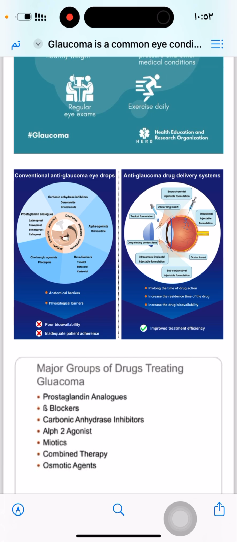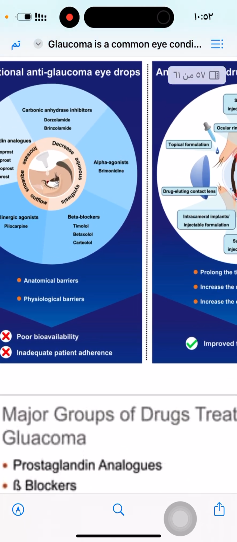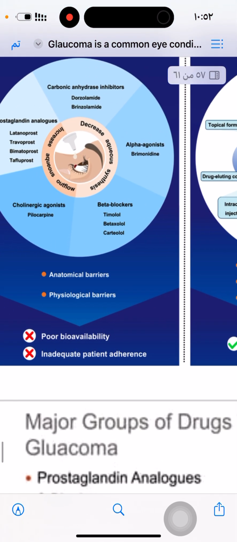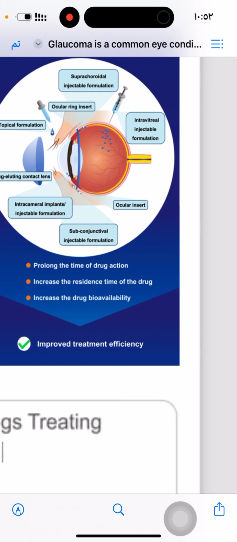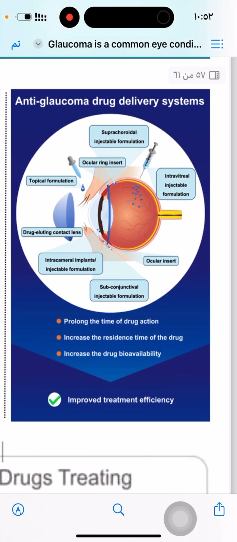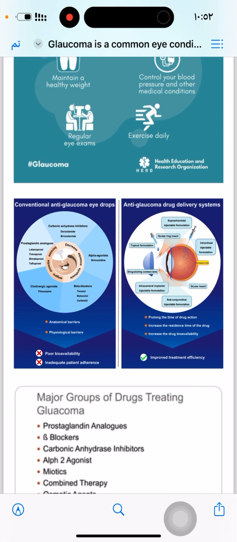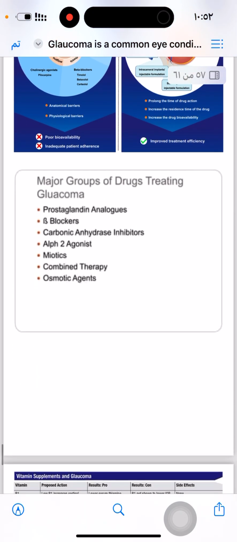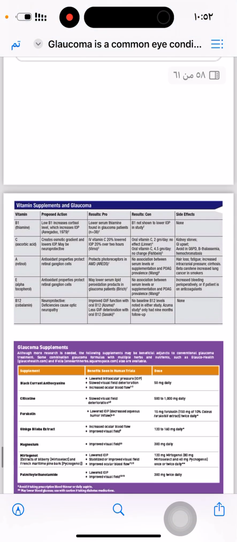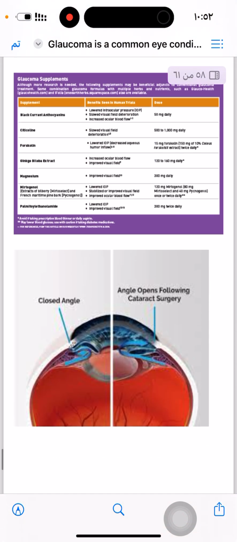They have anti-glaucoma eye drops, and also we have an anti-glaucoma drug delivery system. Those are drugs for treatment of glaucoma. They are so simple. Vitamin supplement, as you see here. Glaucoma supplement is also here.